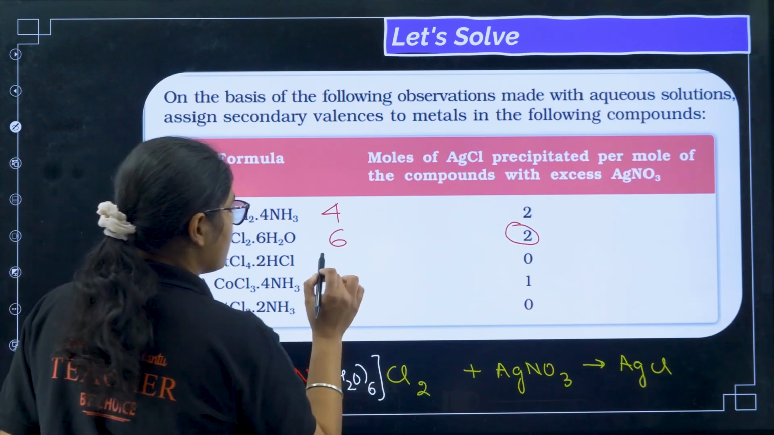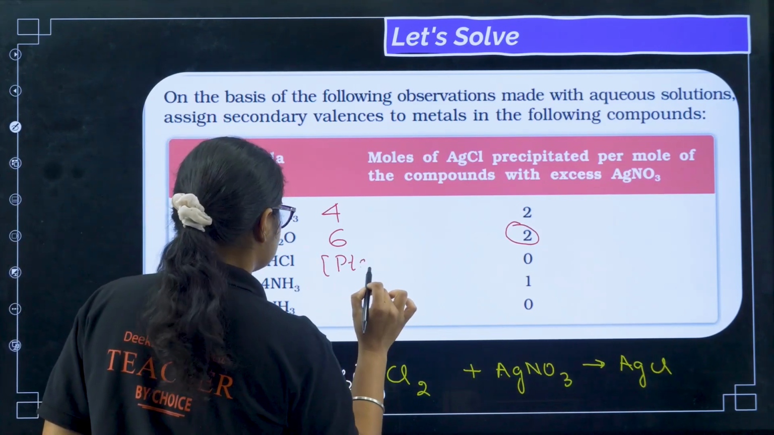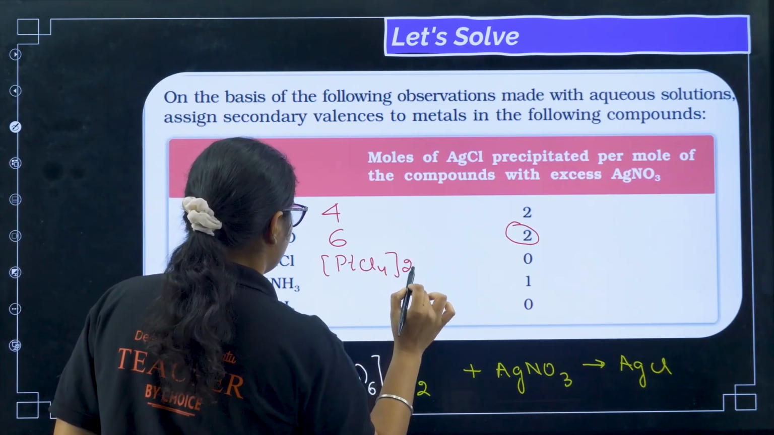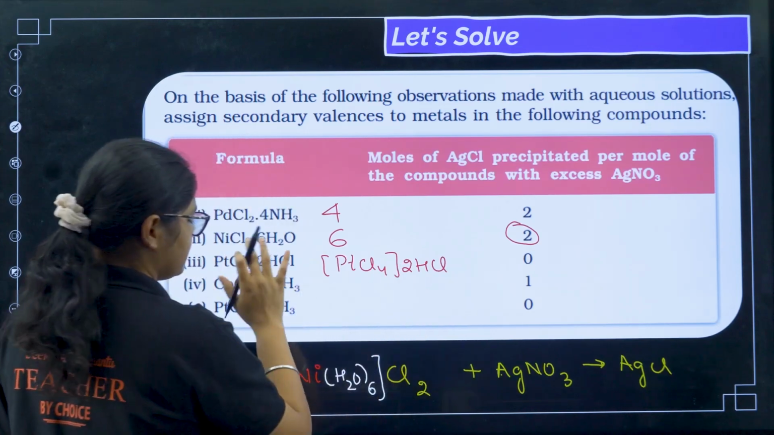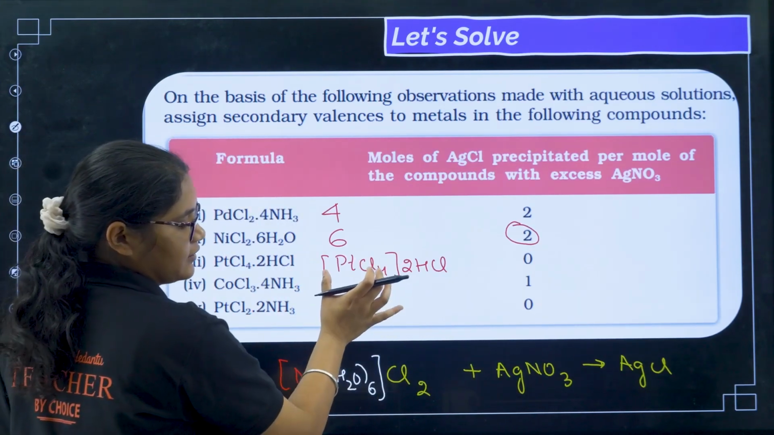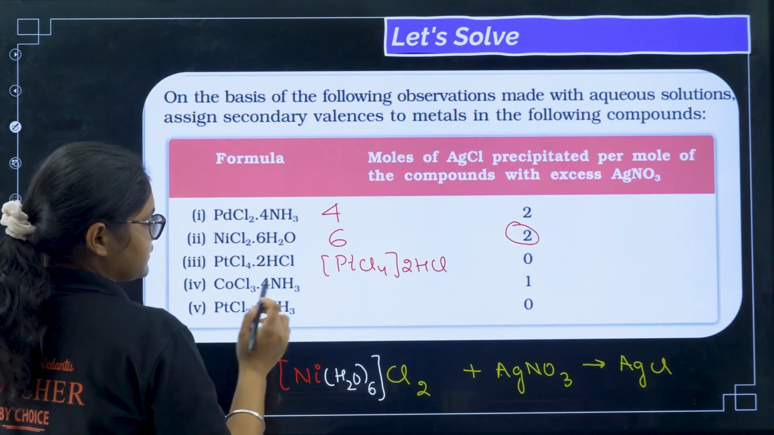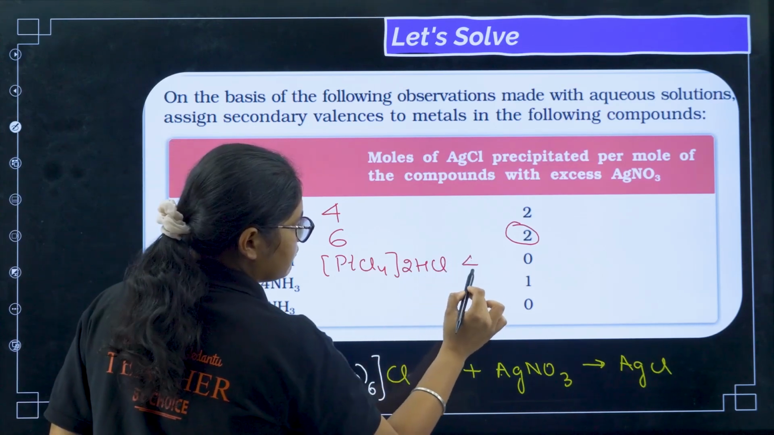So you can write the complex like this, PtCl4·2HCl. Whatever is given, that is the correct formula. I can write it in this form. Next I have the secondary valency, again here will be 4.